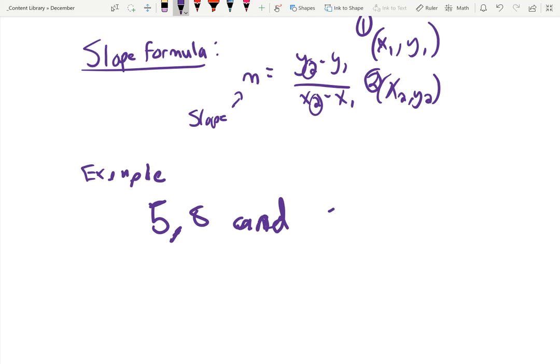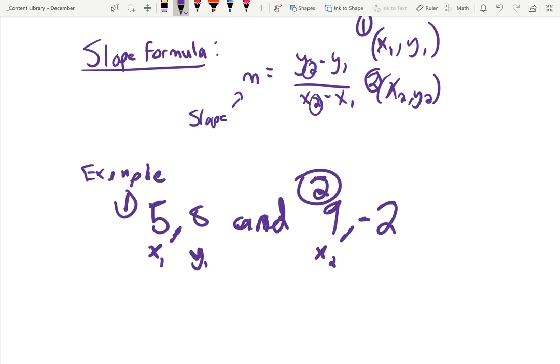5, 8 and 9, -2. So let's call this point 1, and we'll call this point 2. If that's the case, then this is the x1 value because it's the x value of the first point, and this is the y1 value because it's the y value of the first point. And that makes 9 x2 because it's the x value of the second point, and -2 would be y2 because it's the y value of the second point.